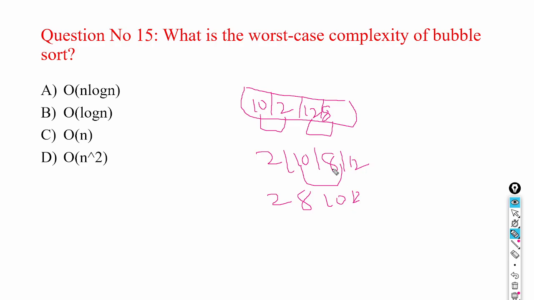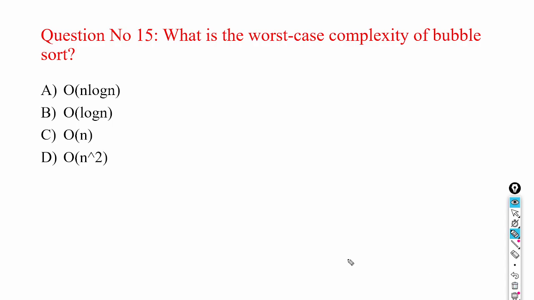Okay. So what is the worst case? The worst case is a reverse sorted array. The nested loops execute repeatedly, so the operations become n square. So the worst case complexity of the bubble sort is also order of n square. So bubble sort worst case is order of n square.